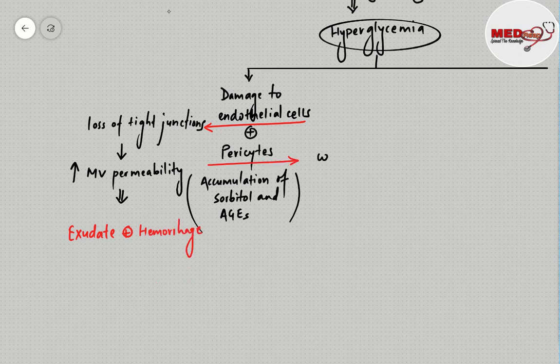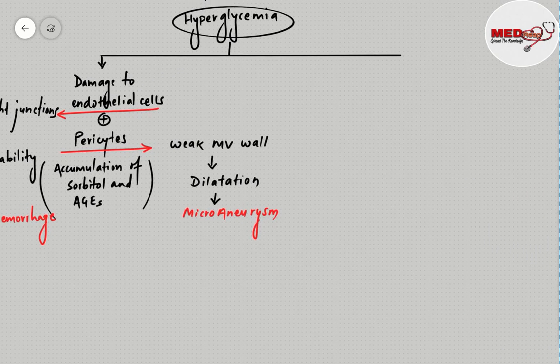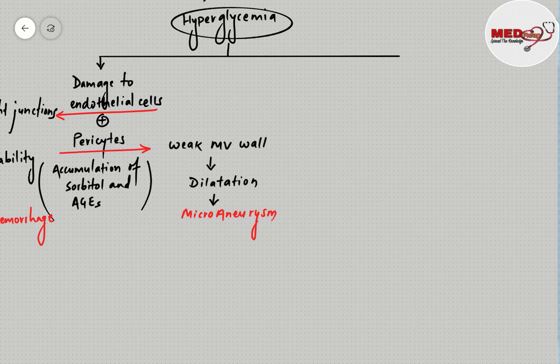And damage to the pericyte causes weakening of the microvascular wall, because they are the supporting structure of the blood vessels. So the weakened part of the blood vessel gets dilated, which is known as microaneurysm. When we observe the fundus with an ophthalmoscope, they will be seen as a red dot associated with the blood vessel.